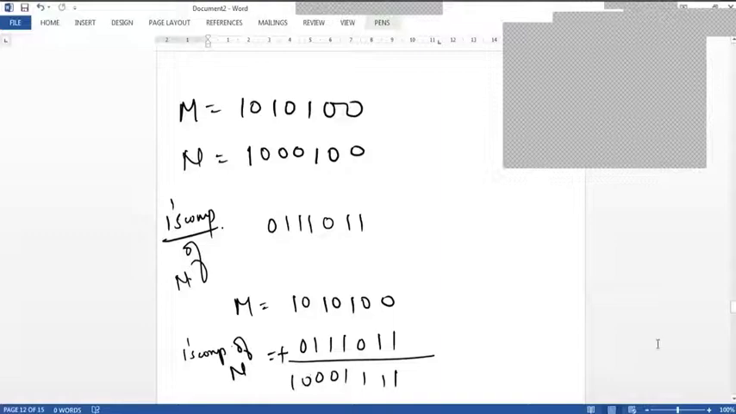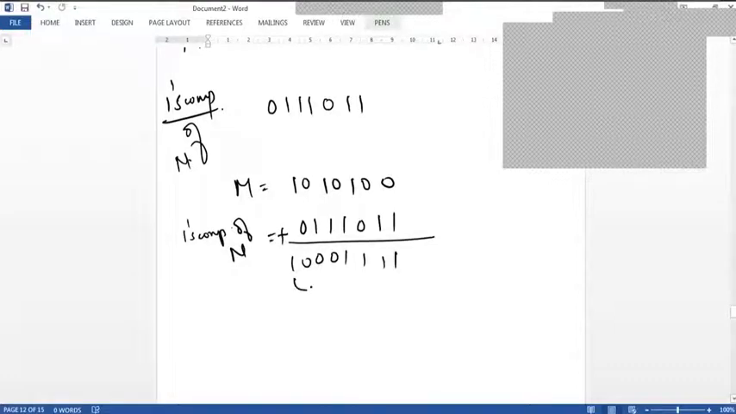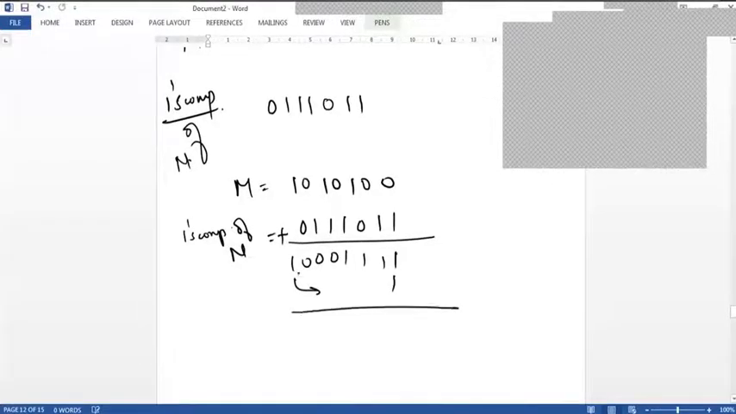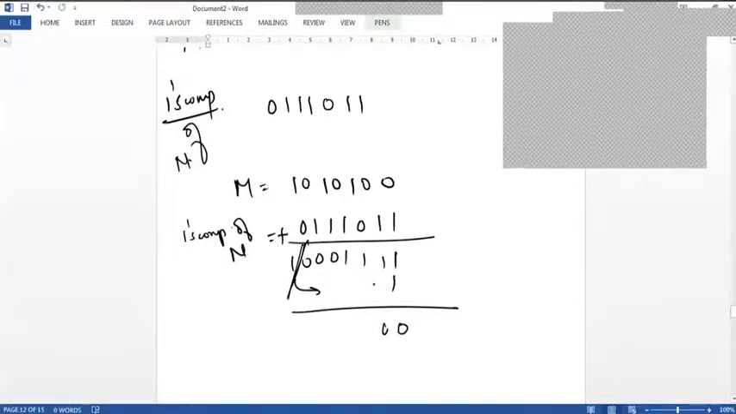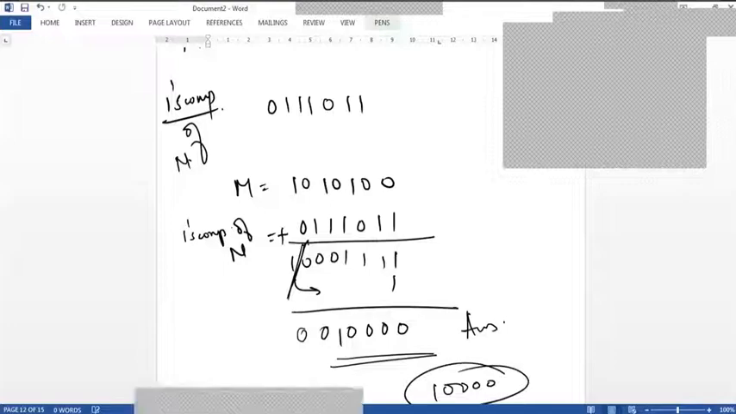Did you get this? You're getting a carry, right? So add this carry over here. So your answer is 1 and 4 times 0. Did you all get it? Did everyone understand?